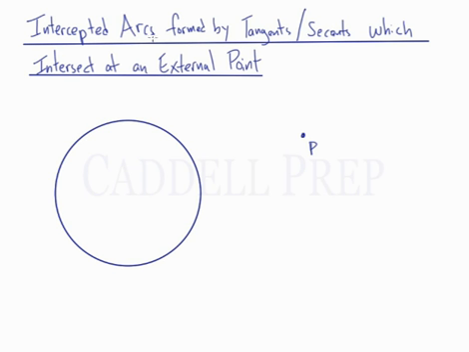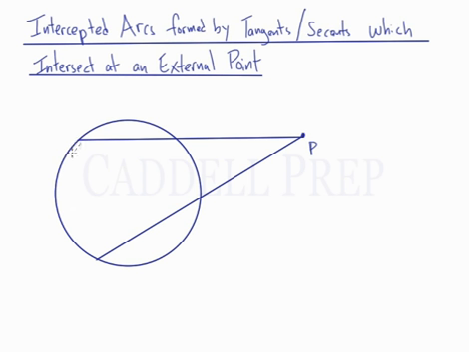Let's look at intercepted arcs formed by tangents or secants which intersect at an external point. So we have a circle, we have external point P. I'll just draw two secants coming from P. These two secant lines intercept this circle and form two arcs.